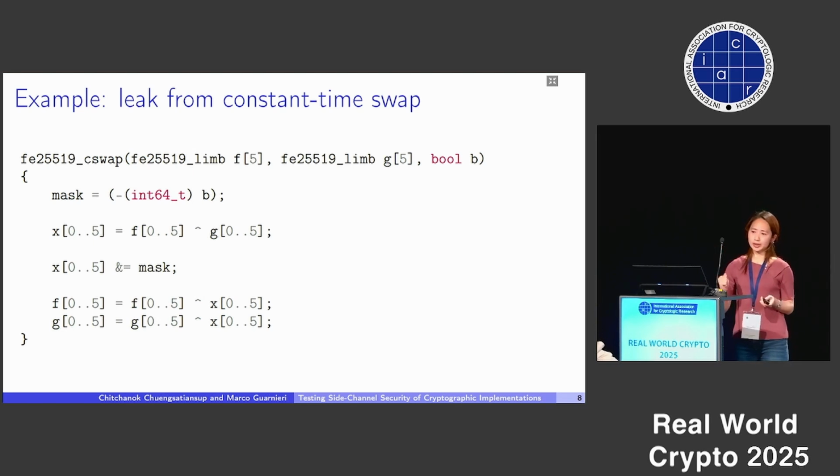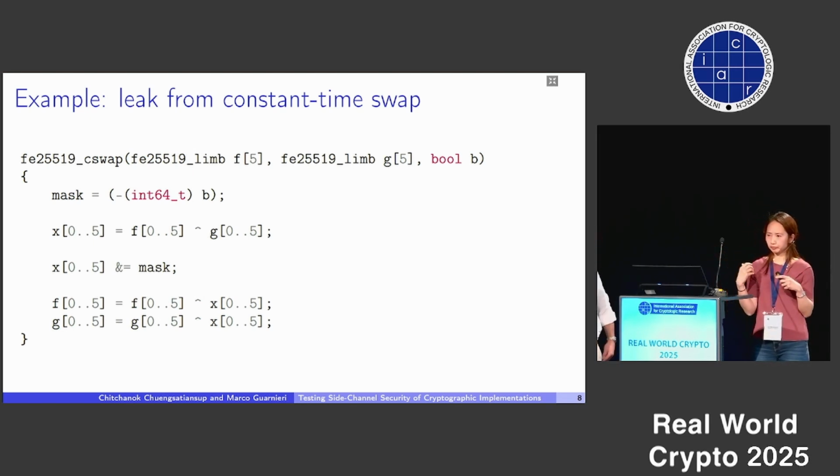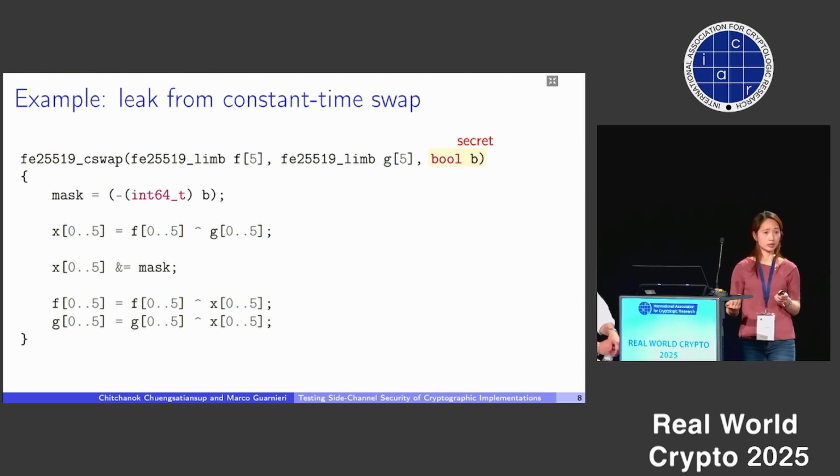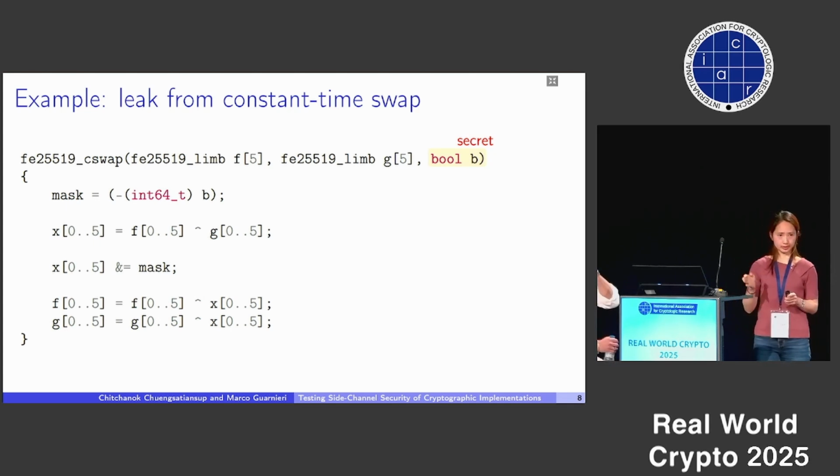If you look at the code, for this one we have two variables, f and g, in a 5-element array, and we want to either swap or not swap, depending on the Boolean bit or condition bit, and this is secret. Because this libsodium implementation follows constant-time programming, as you can see, there are no branches and no secret-dependent array index.